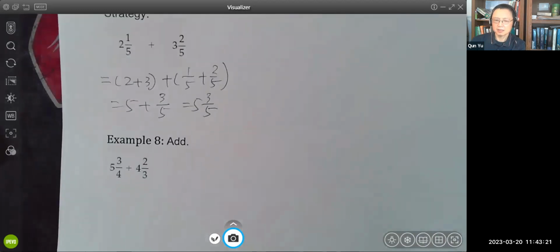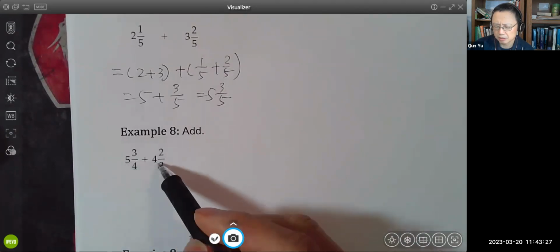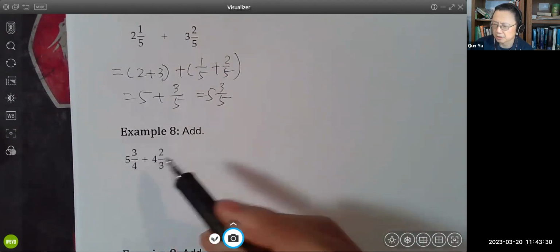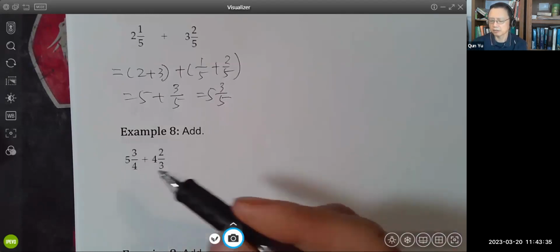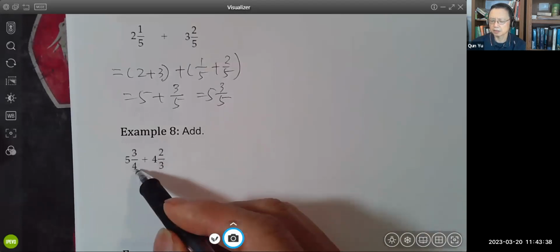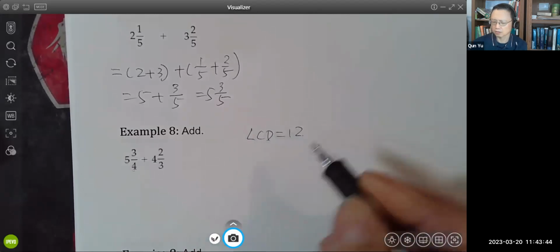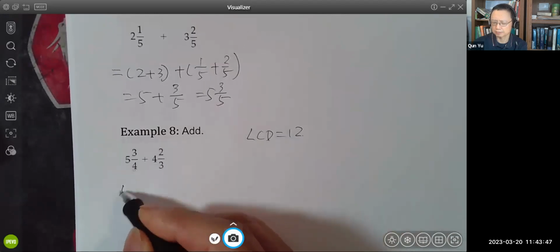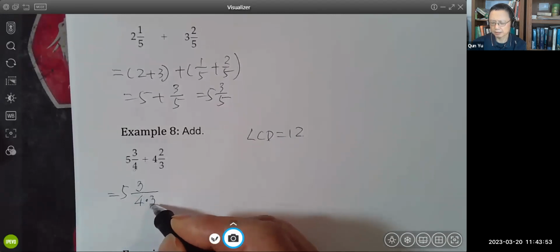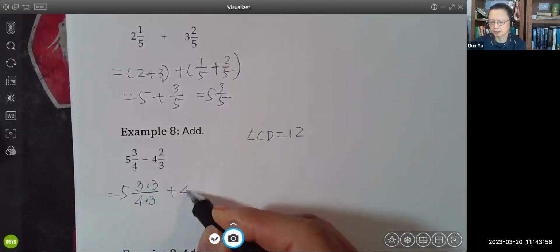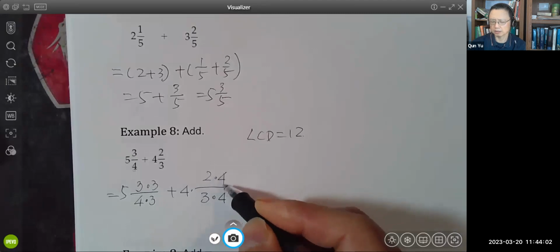So now let's look at another example. Notice that this one is still adding 2 mixed numbers, but with different denominators. So again, you don't have to convert each one into an improper fraction. We just need a common denominator for the fractional part. So apparently the LCD between 3 and 4 is 12. So we need 12 on the bottom for each. From 4 to 12, we need to multiply by 3, right? So we do it on both sides. From 3 to 12, you need to multiply by 4 on both sides.